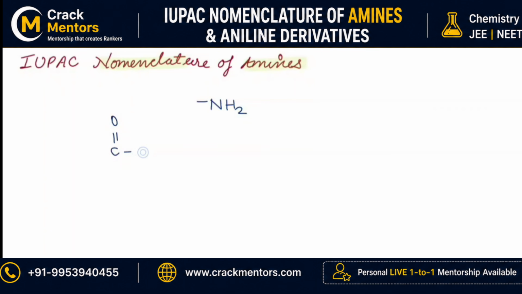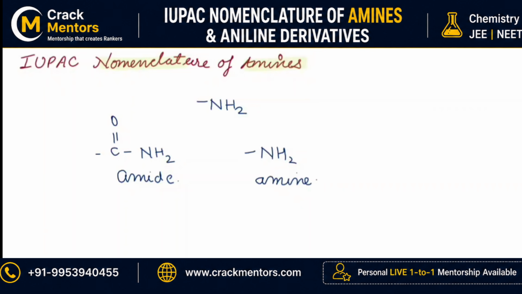Clear in your mind that this group, C double bond O NH2, is an amide, okay, and NH2 is an amine. So the very first question which arises is: how do we name amines? IUPAC names for aliphatic amines are derived just as we have derived in the case of alcohols.